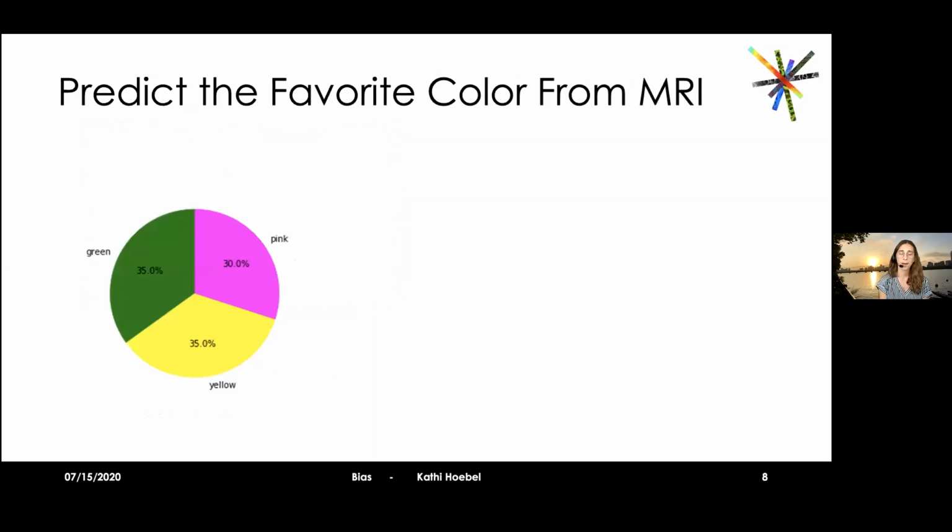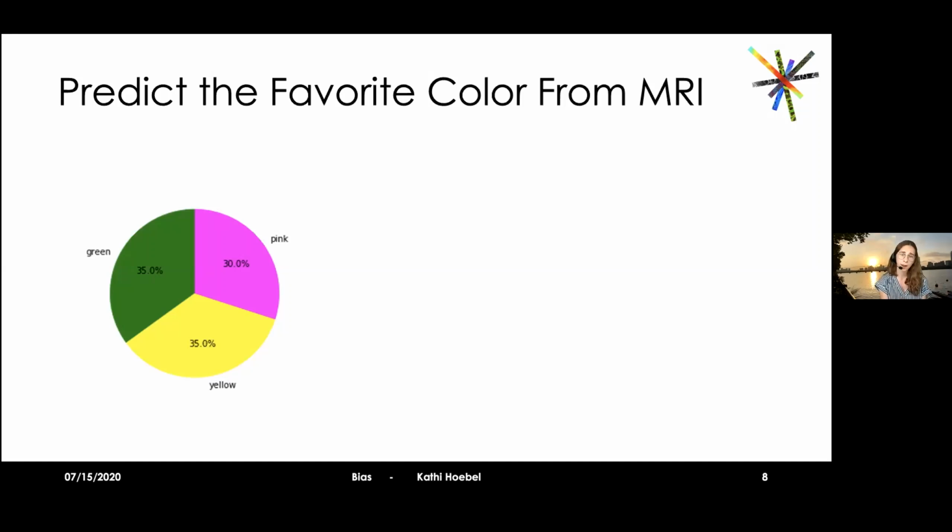And so for now, let's consider an example. It's an imaginary example. We want to predict the favorite color of a person from their MR scan. And for the sake of the example, we only consider 3 colors: green, yellow, and pink. And the network is trained on a data set with the label distribution that you can see here on the slide. With respect to the labels, it can be considered fairly balanced.